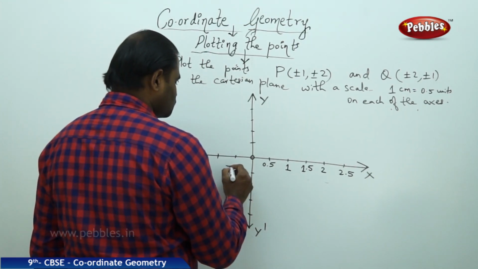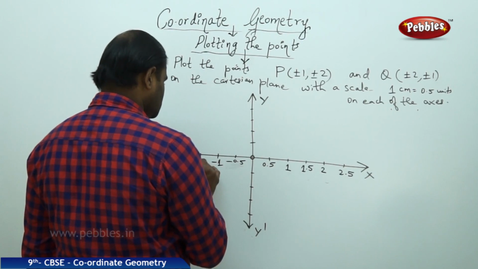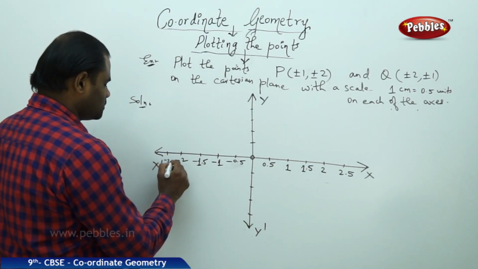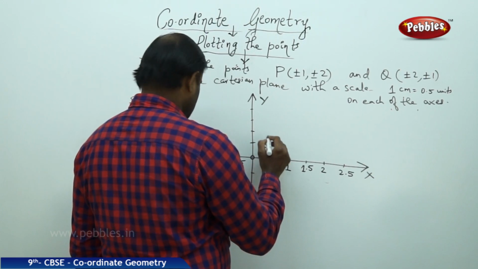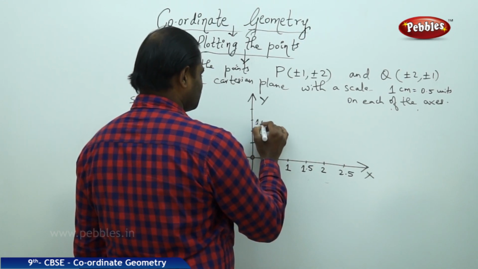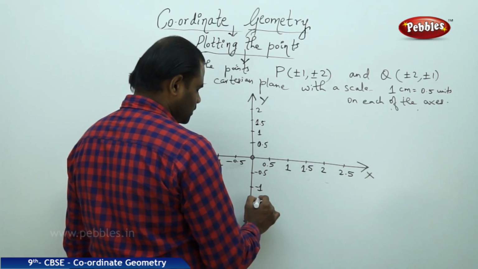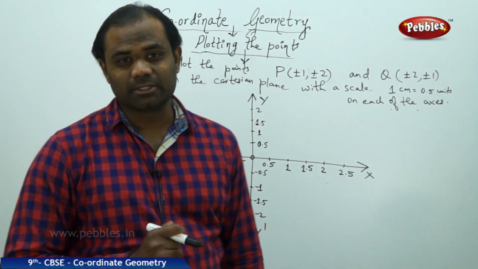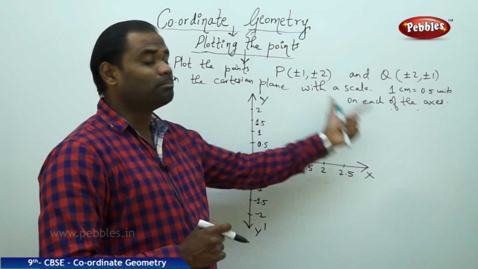Similarly, on the left, it moves minus 0.5, minus 1, minus 1.5, minus 2, and so on with minus 2.5. Similarly, on the y-axis, it is 0.5, 1, 1.5 and 2, minus 0.5, minus 1, minus 1.5, and minus 2. That is how I divide the scale with 1 centimeter equal to 0.5 units. Next, it's about plotting the points on this scale for P and Q.